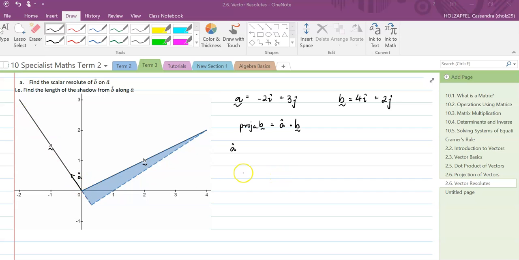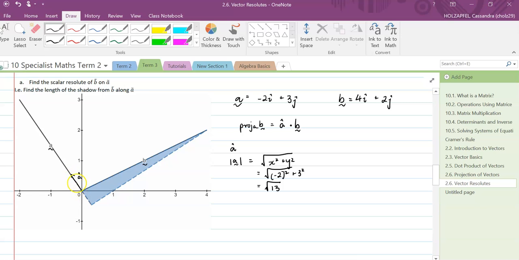that value. The magnitude of our vector A is given by the square root of x squared plus y squared. So for us, that's going to be equal to negative 2 squared plus 3 squared. Negative 2 squared is 4, 3 squared is 9, so our value is going to be equal to the square root of 13. So the length of this line here is going to be equal to the square root of 13.